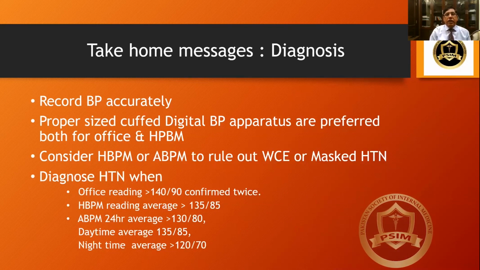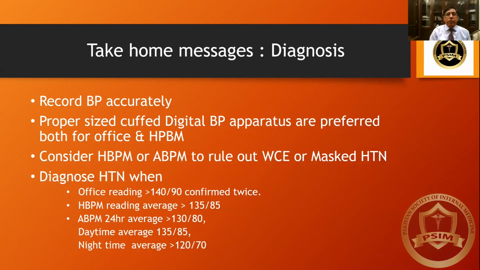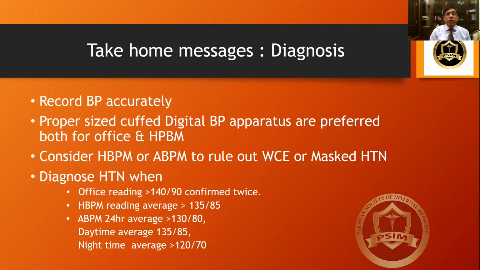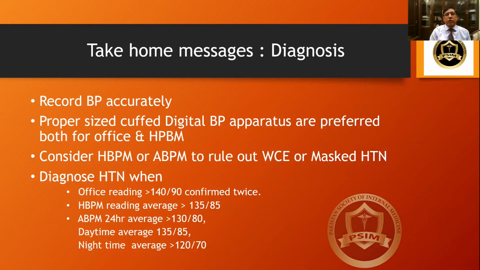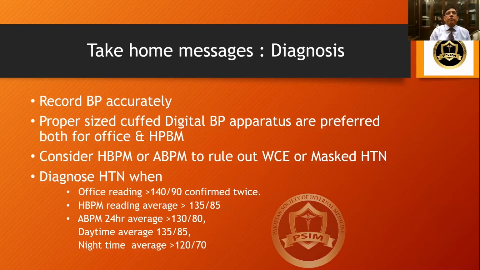Home blood pressure reading average is more than 130/85, or ambulatory blood pressure 24-hour average is more than 130/80, or a daytime average of more than 135/85, and nighttime average of more than 120/70.